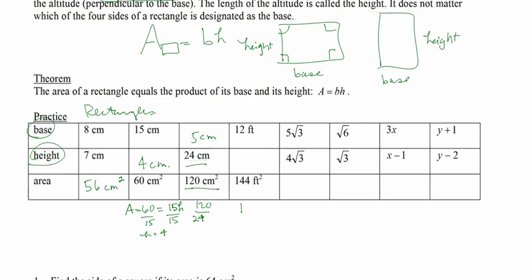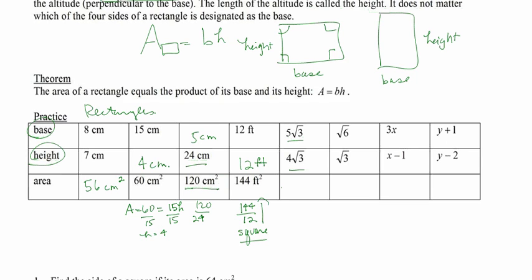Next problem, 144 is the area. I know one of the dimensions, so I'm going to divide again, and this time I will get 12, and that's in feet. And then notice if the dimensions are the same, then we not only have a rectangle, we also have a square. Next problem, base and height are given, so we just multiply.